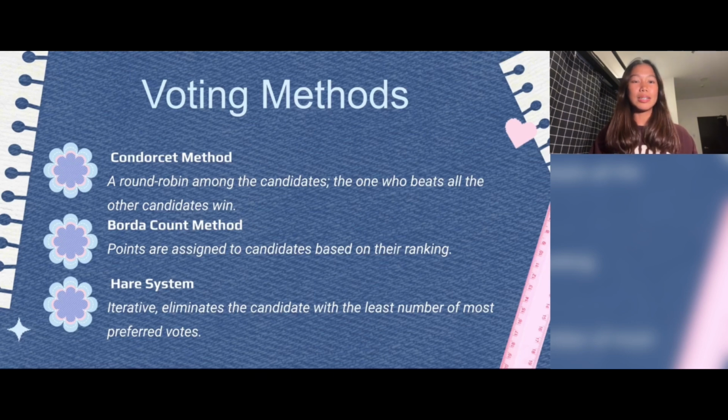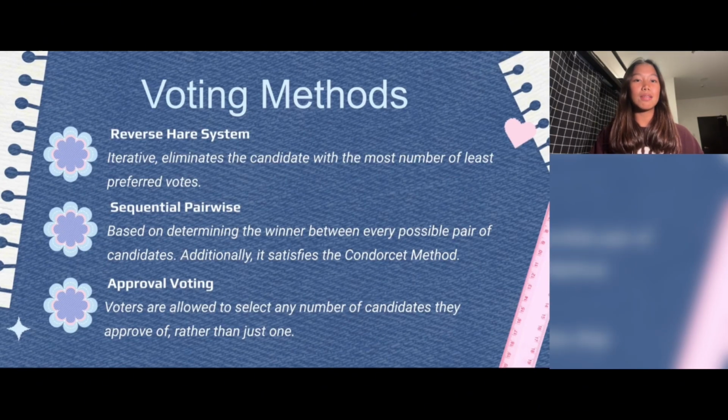Next is Hare system or instant runoff. This method eliminates the candidate with the fewest first choice votes one round at a time until someone gets a majority. Next is reverse Hare system, the opposite of Hare. Here we eliminate the candidate with the most last place rankings in each round. Next is sequential pairwise. Candidates are compared in pairs in a predefined sequence. The winner of one match goes on to face the next and so on. And lastly, approval voting. Voters can vote for as many candidates as they approve of. The one with the most approvals wins. It's like giving multiple thumbs up.